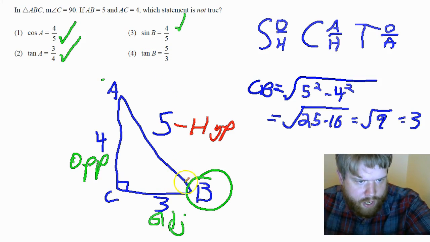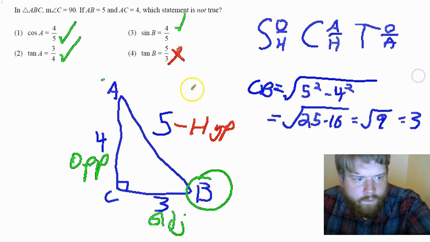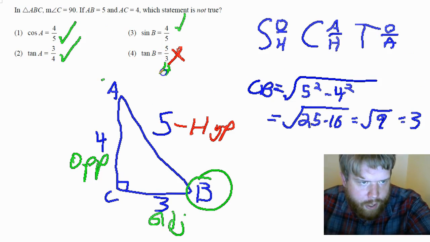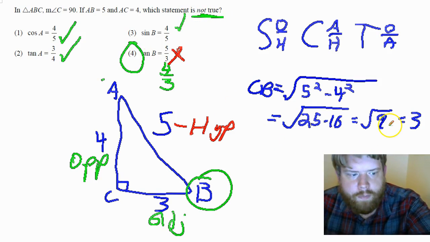Tan B, okay, so tan is opposite over adjacent. Tan B is going to be 4 over 3, right? Opposite over adjacent. 4 over 3. Not 5 over 3. Yeah, there we go. That one's the wrong one, right? Tan B should really be 4 over 3 based on the work we've done here. So number 4 is not true, right? And that is our answer. All right, good work.